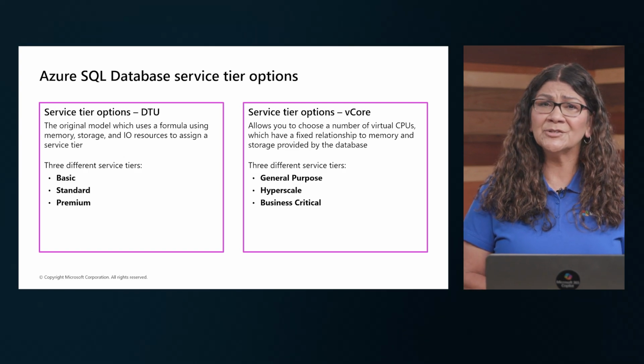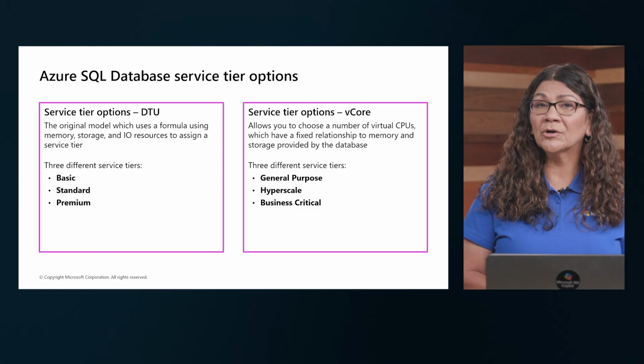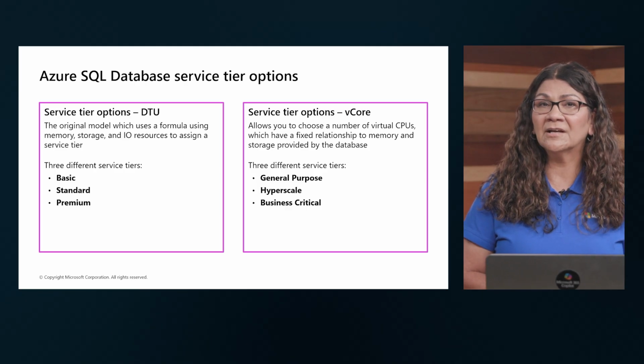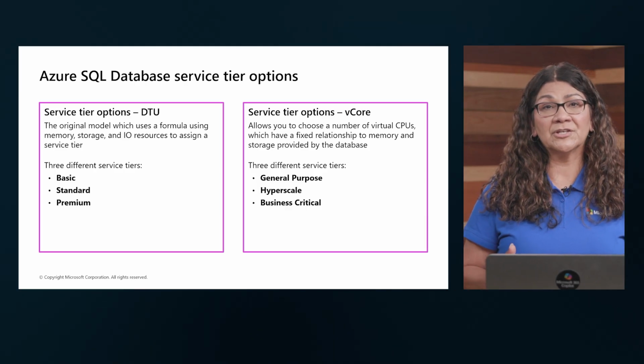Best practices include aligning tier selection with workload needs, monitoring performance, and planning for future growth, especially since hyperscale is a one-way migration.